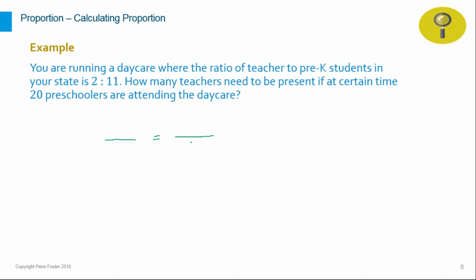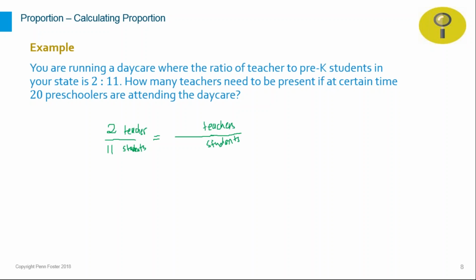So let's do teachers on top, and here the corresponding number of students. The factual information is that the rule says 2 teachers for every 11 students. So I have 2 over 11. I have to keep the same order: number of teachers on the top, and students on the bottom in the second fraction.